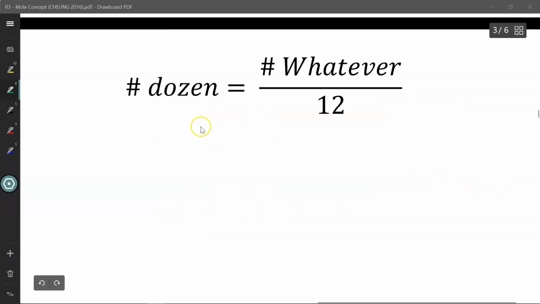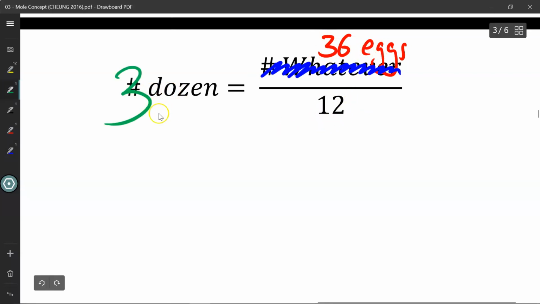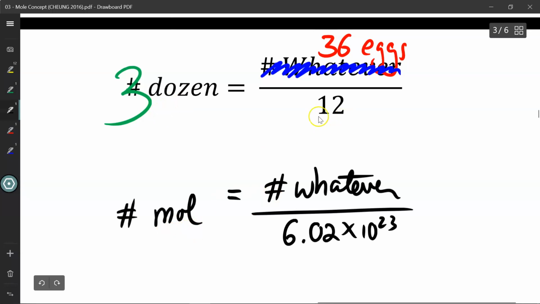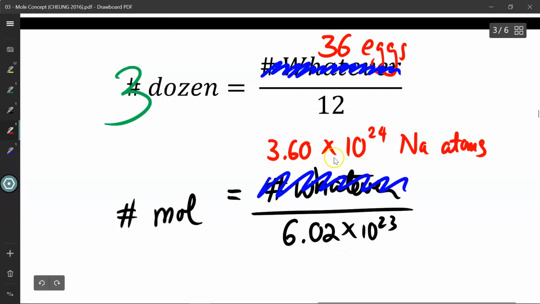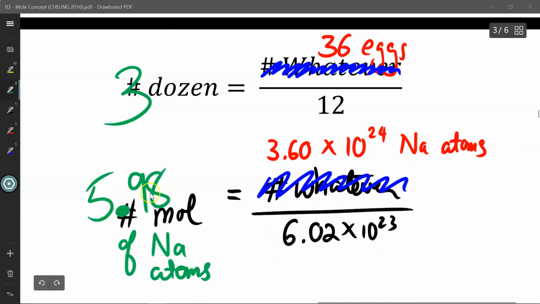Now, people don't normally think there's an equation for the word dozen, but there is. I mean, if I have 36 eggs, how many dozen do I have? Well, 36 eggs divided into groupings of 12 gives me 3 dozen. Well, it's the same with the mole, but instead of a nice pretty number 12, you get this ugly number over here, Avogadro's number. So if I have 3.60 times 10 to the power 24 sodium atoms, divided by Avogadro's number, gives me 5.98 mole of Na atoms.